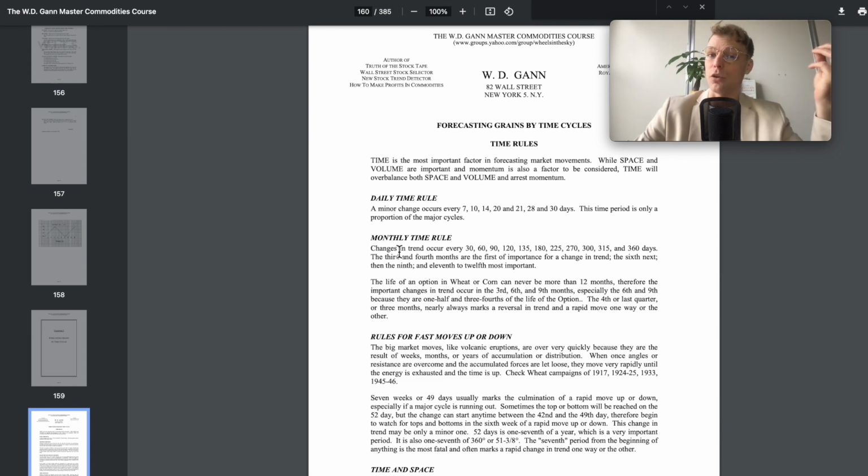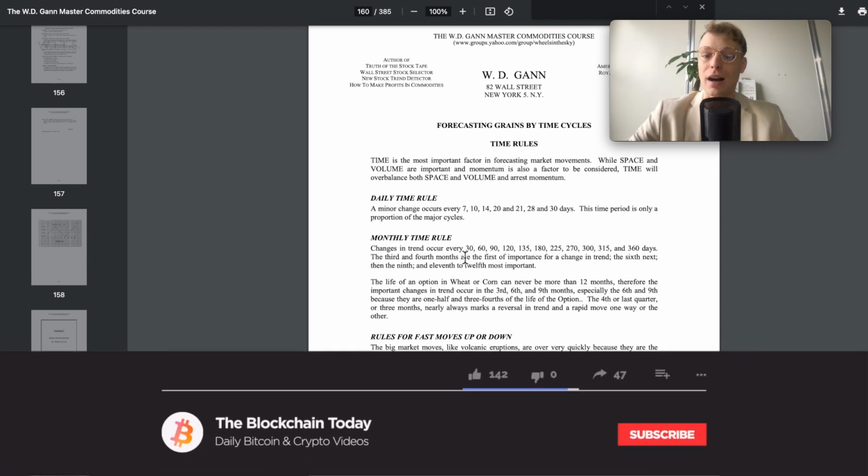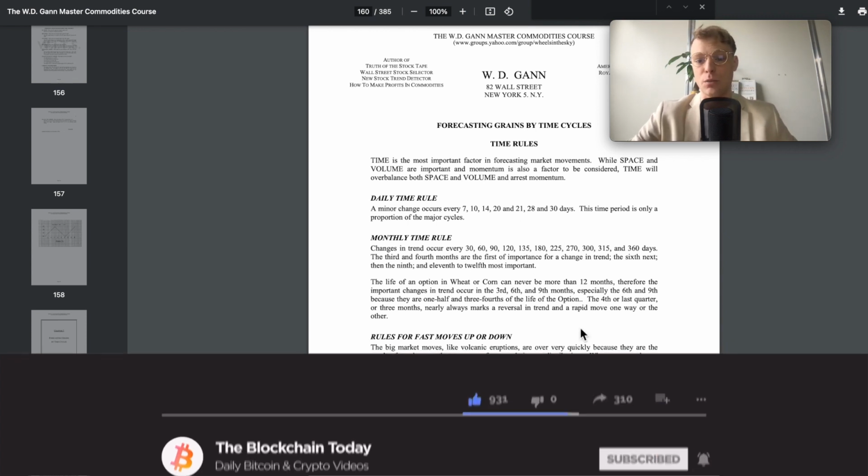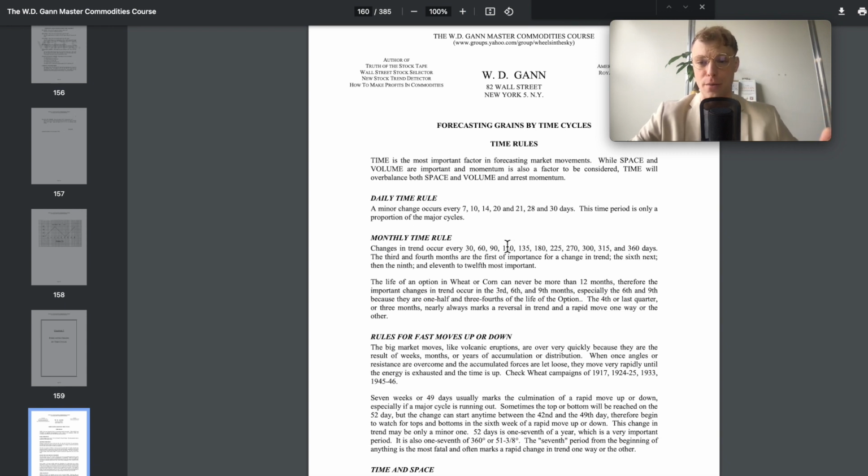But daily cycles, or just any cycles in a matter of time, are also very important. And Gann is pointing here to a monthly time rule. Changes in trend occur every 30, 60, 90, 120, 135, 180, 225, 270, 300, 315, and 360 days. So what did I do? I looked at these cycles and overlapped them on the Bitcoin chart, and we actually see some very significant outcomes. So let's have a look.